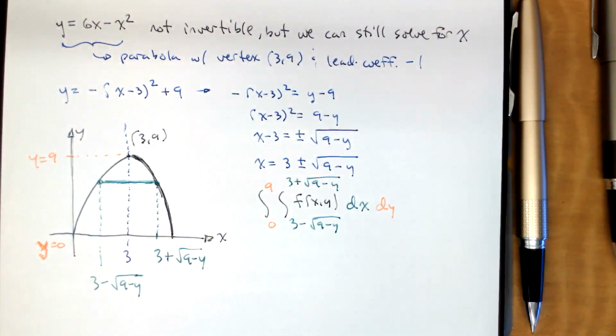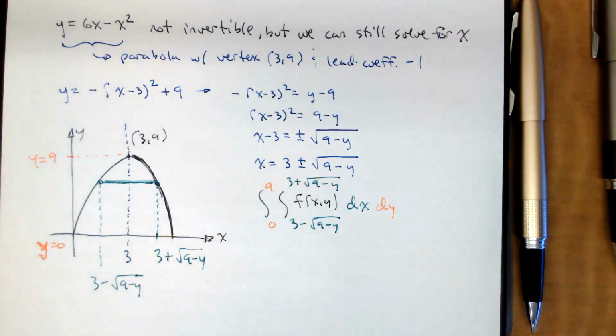What made this problem tricky is that we couldn't easily solve for x. We had to figure out what two functions we were dealing with. Fortunately, we were given a parabola, and so we were able to rewrite it in vertex form and use that to write our two functions.